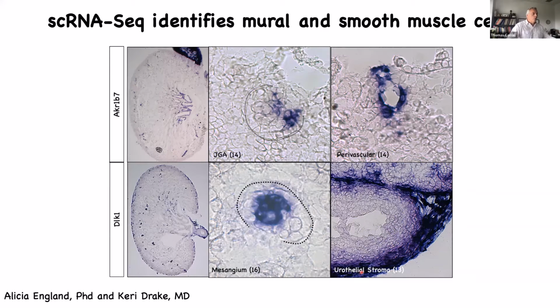And so when we start to do in situ of more and more genes, we can actually say that cluster 16 represents the mesangium, and cluster 14 represents the smooth muscle. We cannot distinguish the extraglomerular mesangium from the smooth muscle. But we were able to go through and in this way actually determine that we had at least 12 different cell types in the kidney at E18.5, 12 different anatomically distinct cell types in the E18.5 kidney.